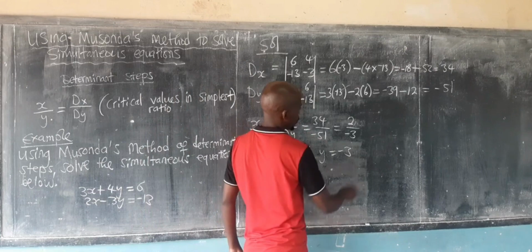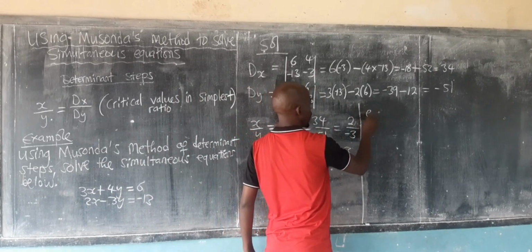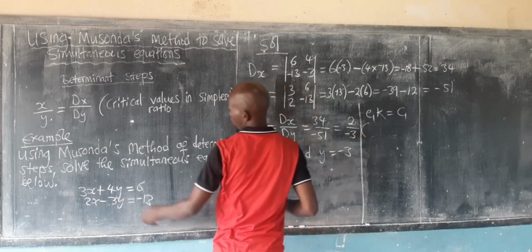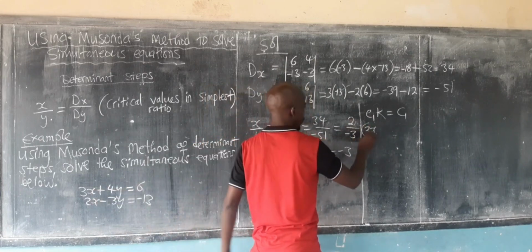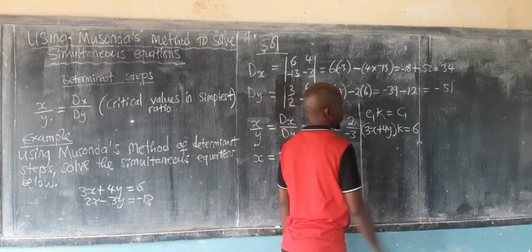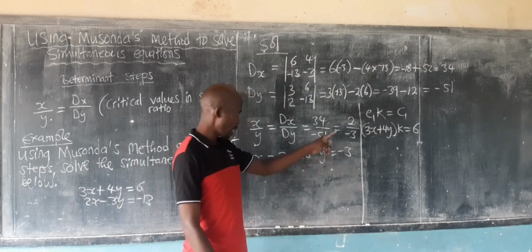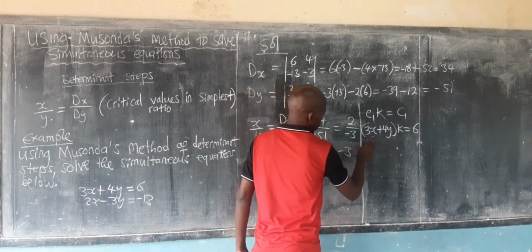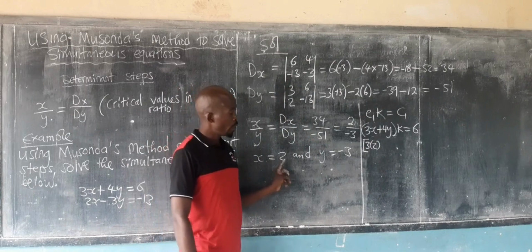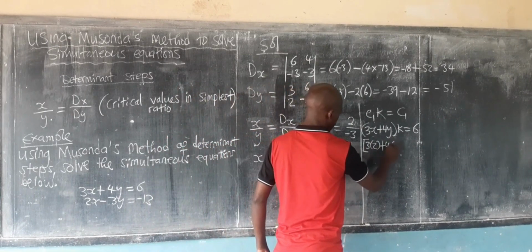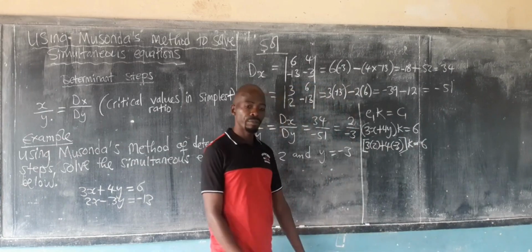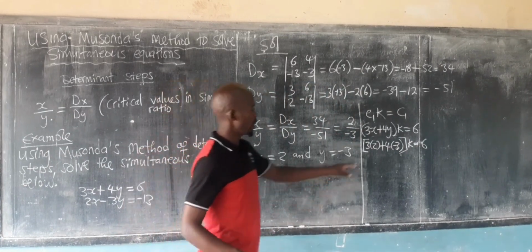So we are going to have the first equation, C1. I'm going to have 3x positive 4y, then my k equals positive 6. It's time to substitute the critical values in this equation. I'm going to have 3 multiplied with the critical value of x, which is positive 2, while the critical value of y is negative 3, and now my k here equals positive 6. Substitute what is inside here.